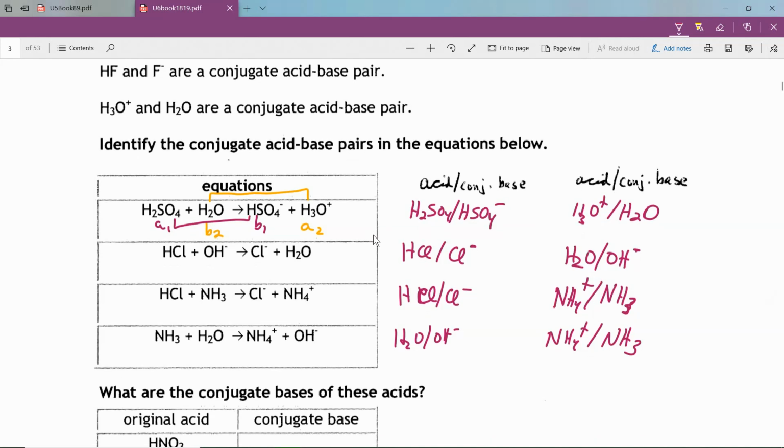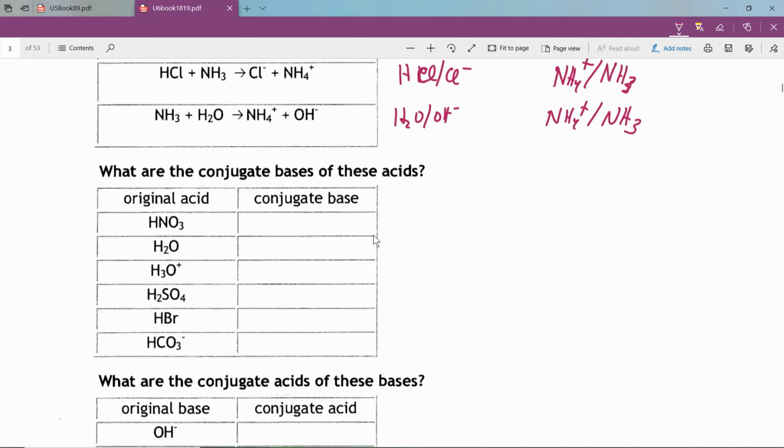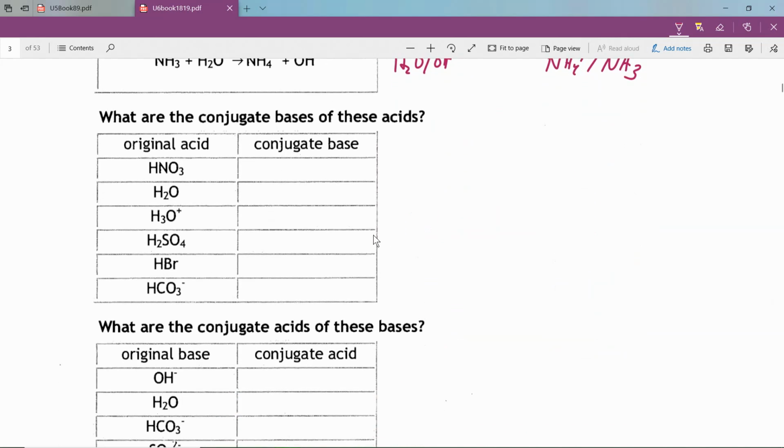So more practice. What are the conjugate bases of these acids that are written here? Okay, you can pause the YouTube, try it. And we're back. Okay, so HNO3, nitric acid, the conjugate base is NO3 minus. H2O, the conjugate base is OH minus. H3O plus, the conjugate base is H2O. H2SO4, the conjugate base is HSO4 minus.